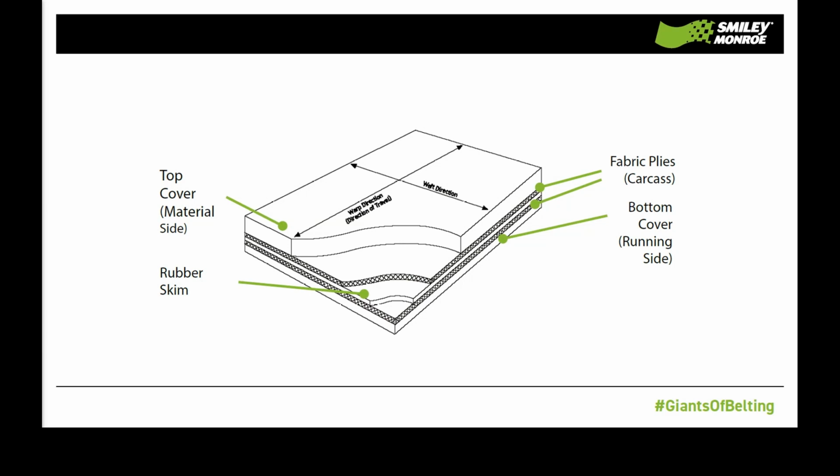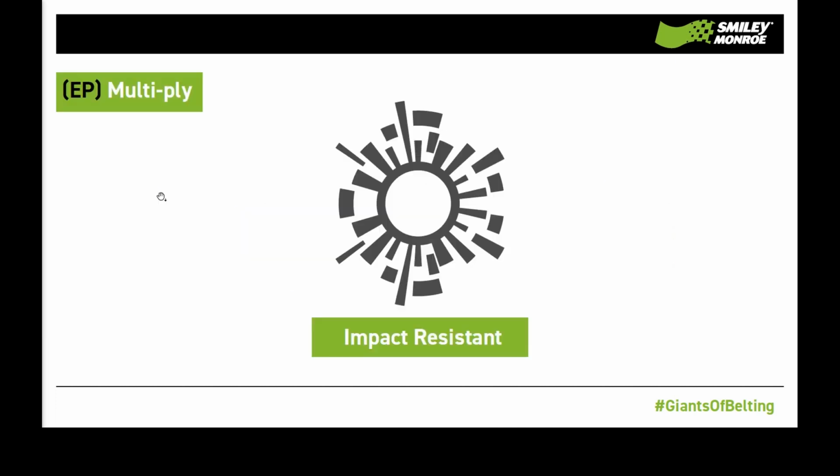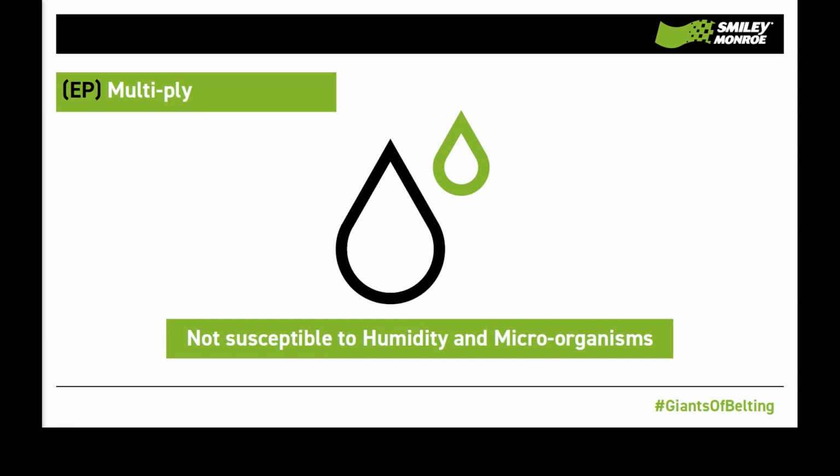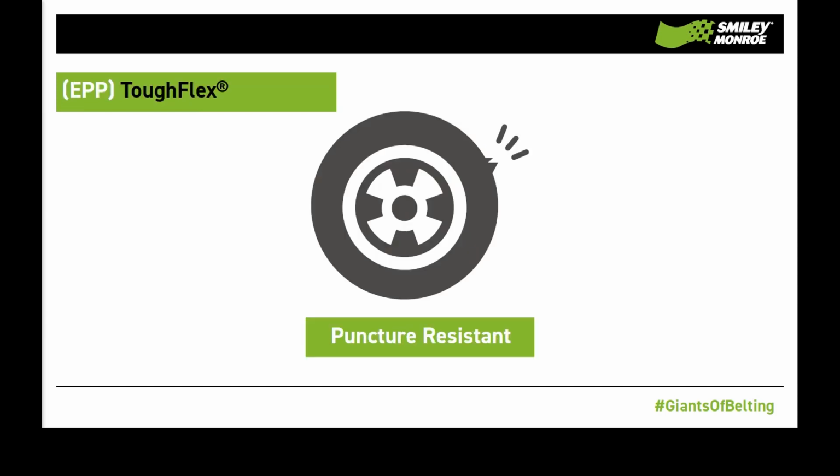One letter designating each. For instance, EP, which is E in polyester, in the warp, and P is polyamide in the weft. EP multi-ply combination gives the best possible fabric characteristics with the following advantages: high strength in proportion to weight, high resistance to impact, negligible elongation, great flexibility, excellent troughability, and it's not susceptible to humidity or any microorganisms. EPP, or straight warp, which we branded ToughFlex.